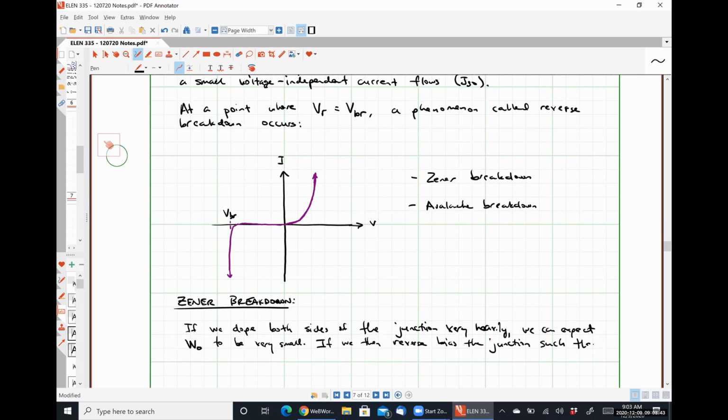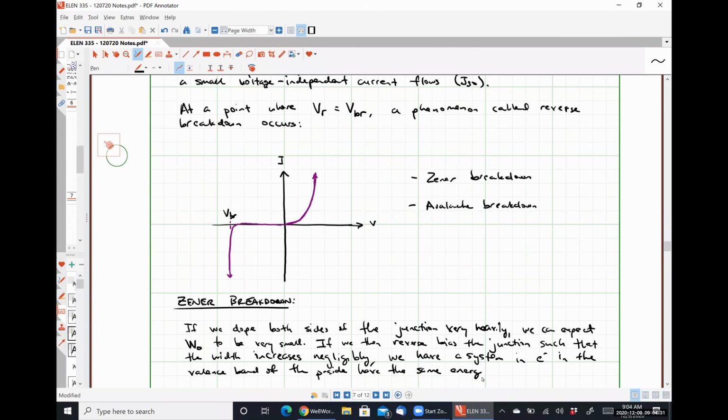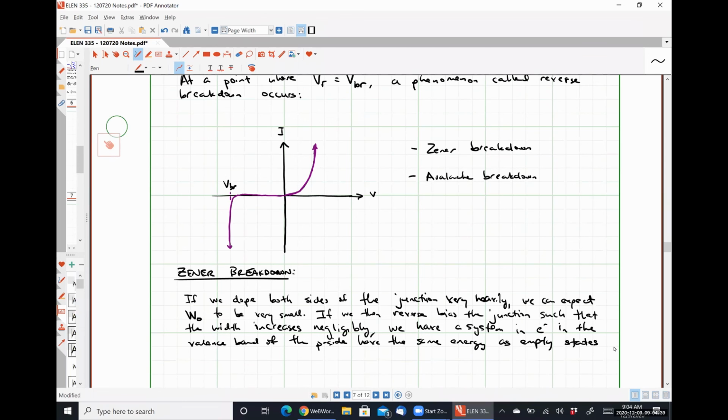such that the width shrinks negligibly, we have a system in which electrons in the valence band of the p side have the same energy as empty states in the n side of the conduction band.